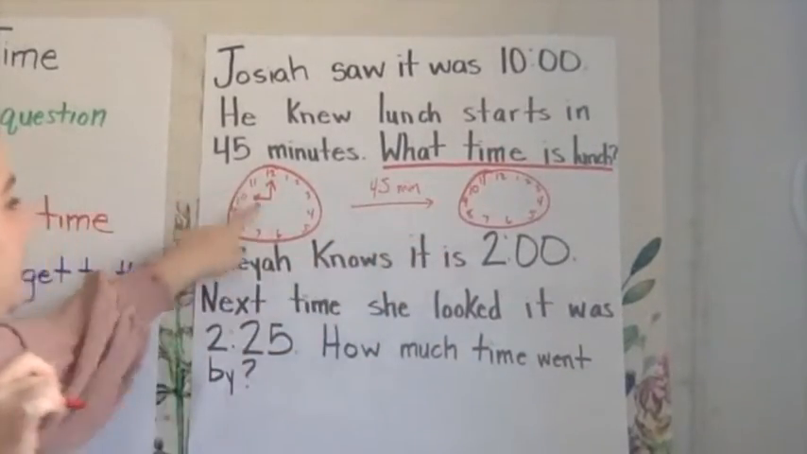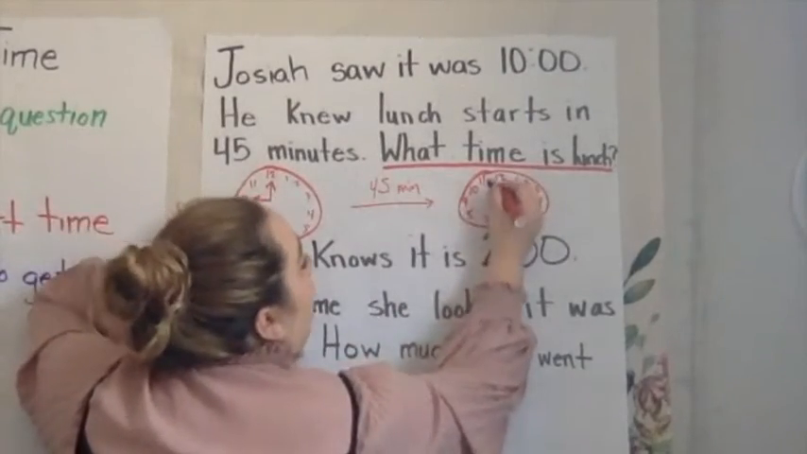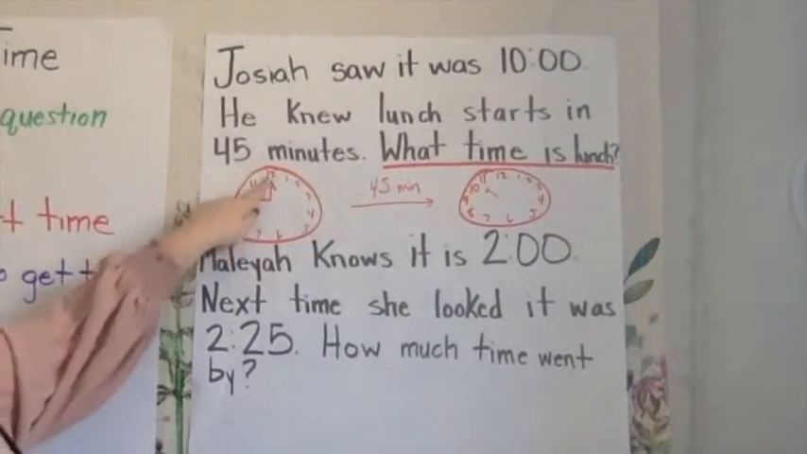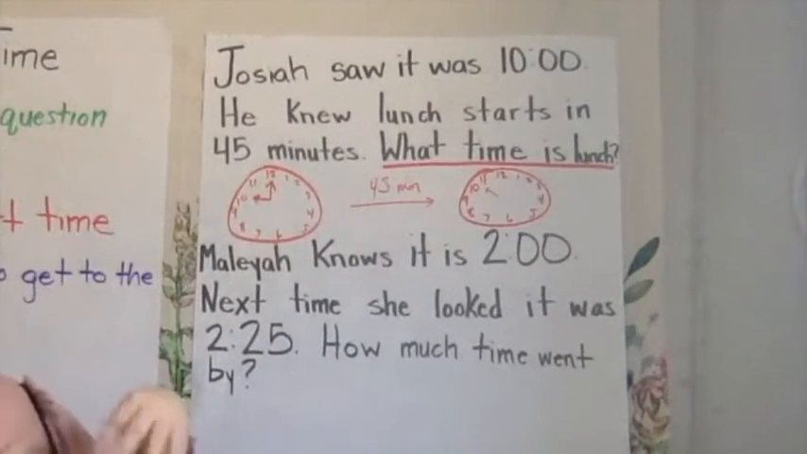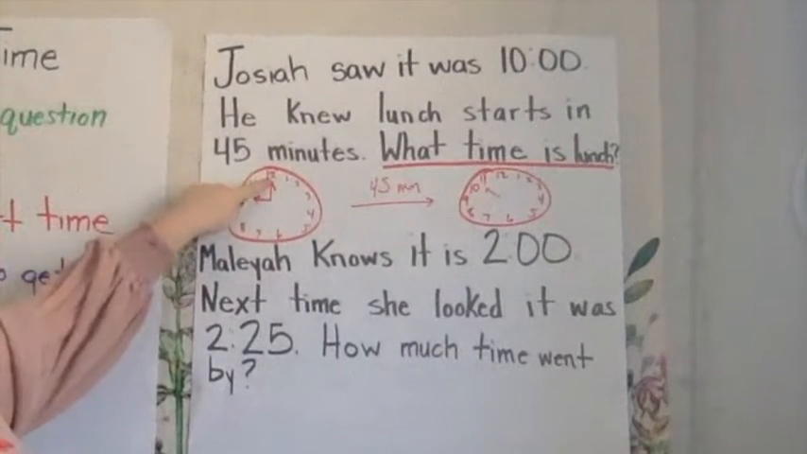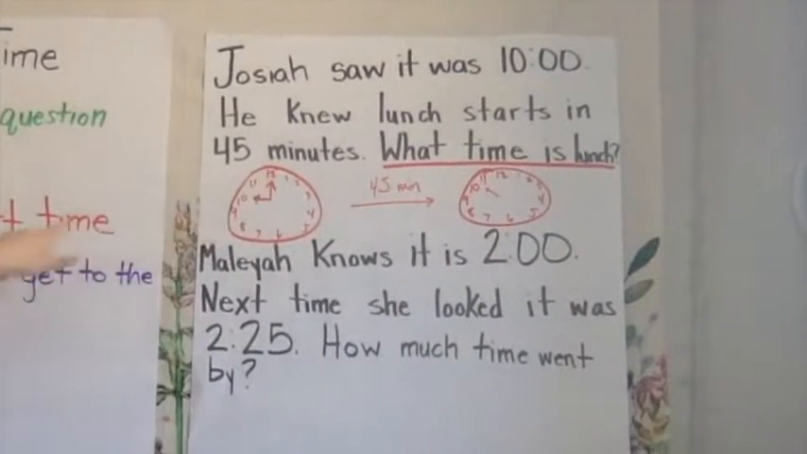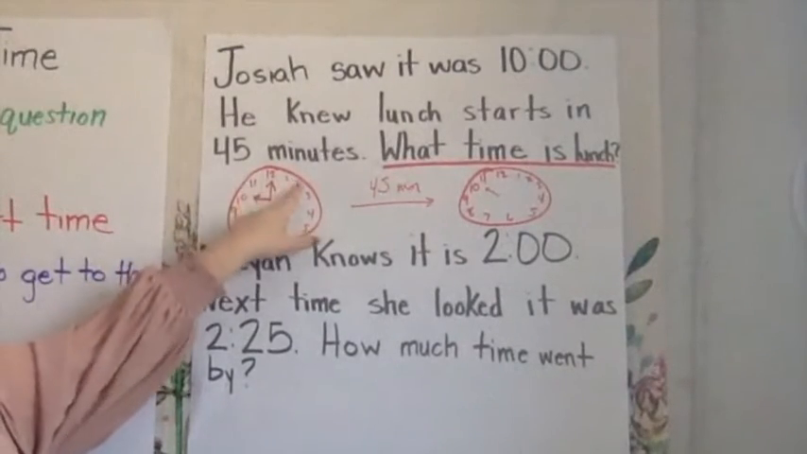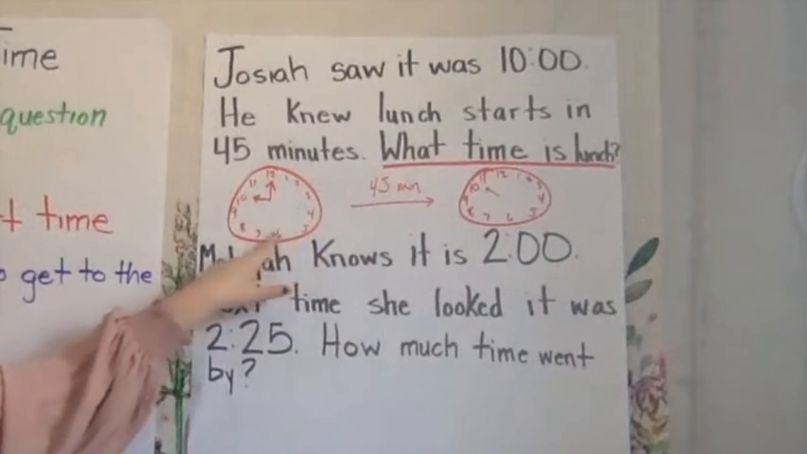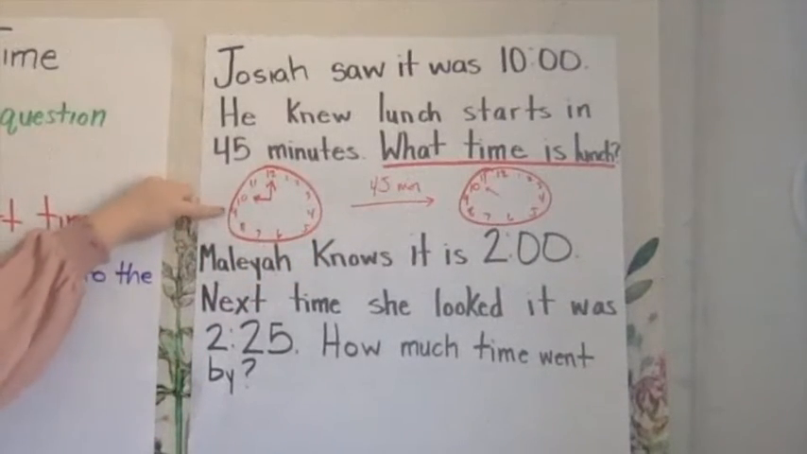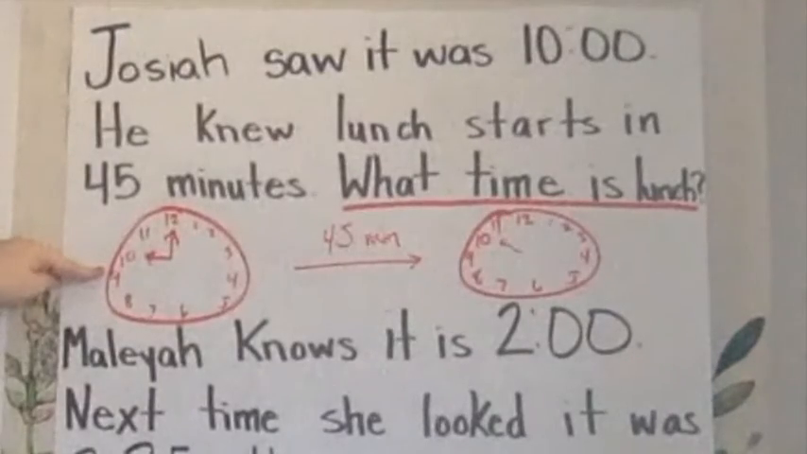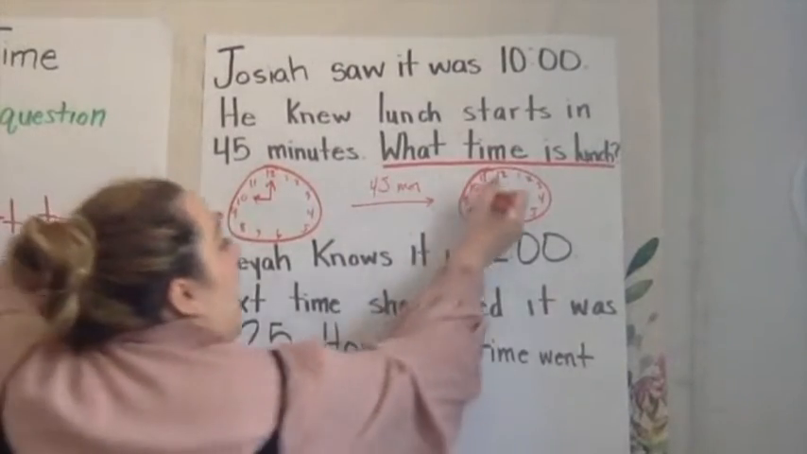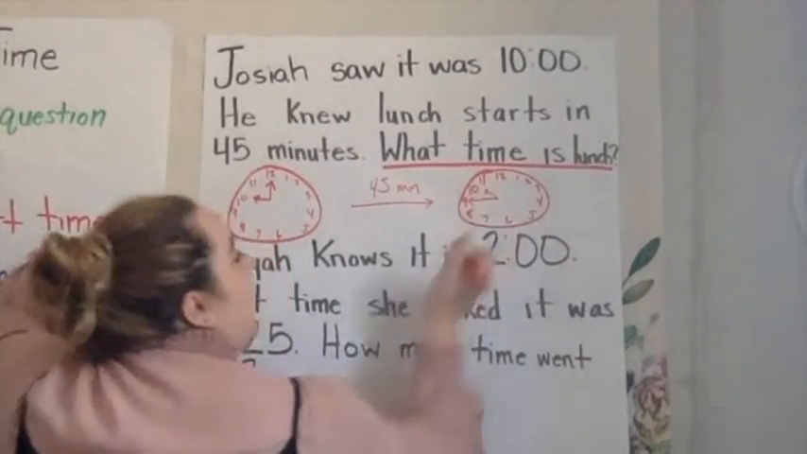Okay, so we know it started at 10 o'clock. So I'm going to right away draw my hand to that 10 still, because now I'm just going to count around my clock until I get to 45 minutes. So I'm starting at the 12. We're counting by fives. Remember, that's my step 3. Ready, go. 5, 10, 15, 20, 25, 30, 35, 40, 45. What number is my finger touching when I hit 45? It hit the 9. So I'm going to draw my minute hand to the 9.